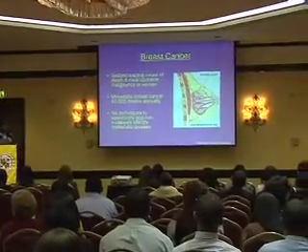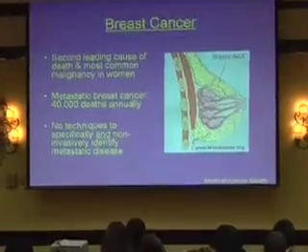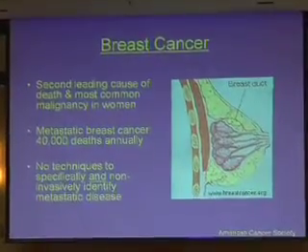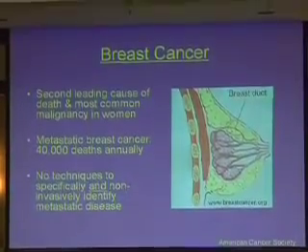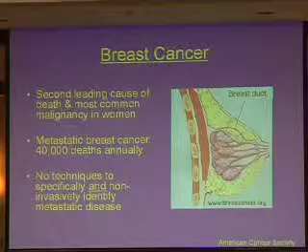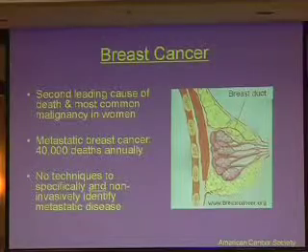Although breast cancer is initially localized to the breast, it can subsequently spread to other sites in a process known as metastasis. And metastatic breast cancer causes about 40,000 deaths each year. And there are no techniques that can specifically and non-invasively identify the presence of metastatic disease.